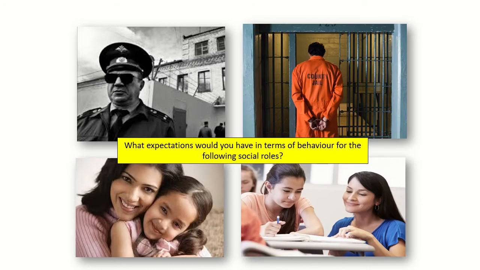We are going to have a look at some of these roles within the prison experiment in a minute, but I just want you to have a think about what expectations you would have in terms of the behaviour for the following social roles. You've got a prison guard, a prisoner, a mother, and a teacher. What kinds of behaviours would you expect from those kinds of people within society? Feel free to pause the video and spend a minute or two jotting some ideas down and then we'll come back and go through those together. Feel free to pause it now and then press play when you're ready.